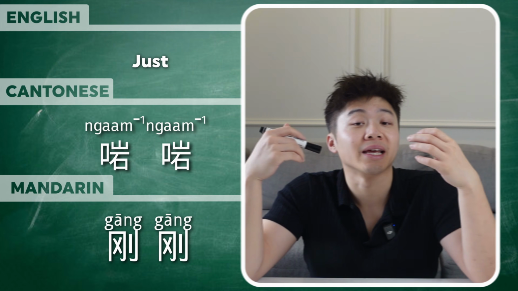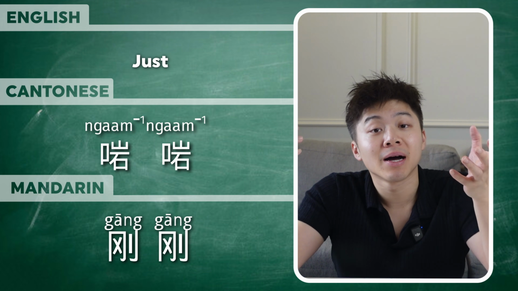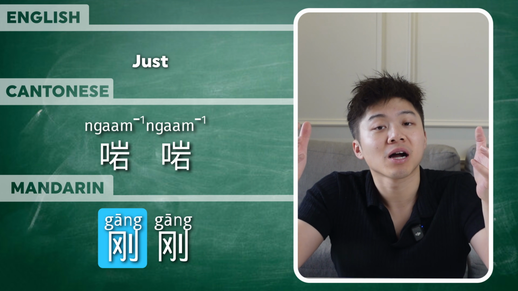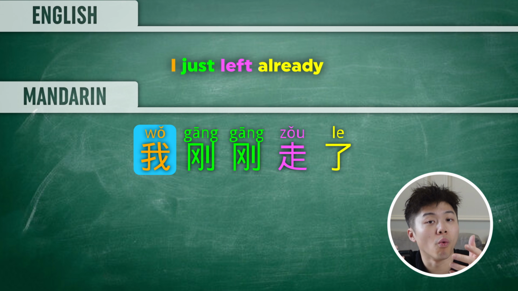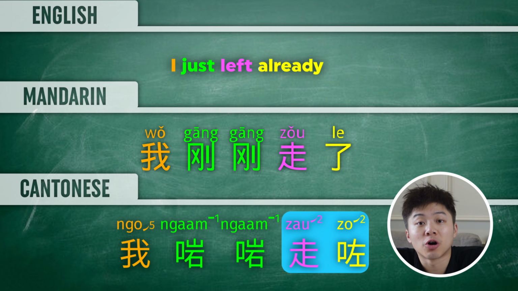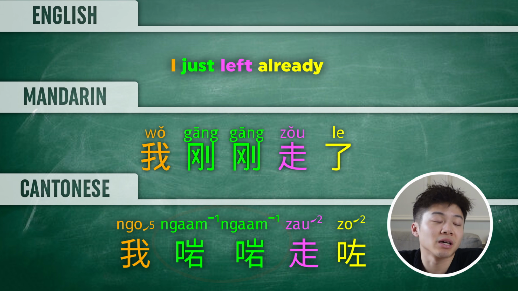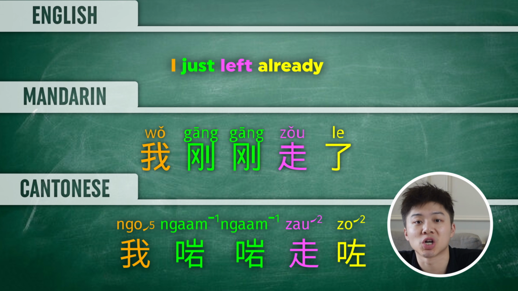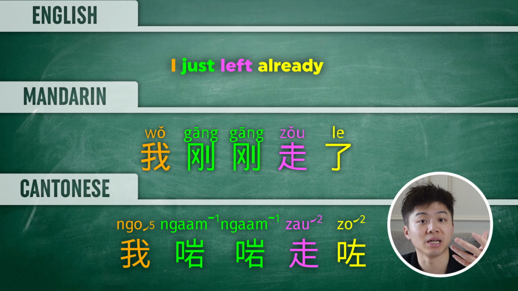So another example is I just left, okay? In Cantonese, we say 啱啱. In Mandarin, say 剛剛. So for example, in Mandarin, 我剛剛走了. In Cantonese, 我啱啱走咗. So here we use 剛剛 in Mandarin or 啱啱 in Cantonese to make it clear the action happened moments ago. It just happened. We do that by putting it right in front of the verb 走, meaning to leave, right?